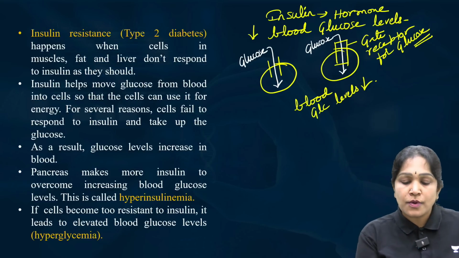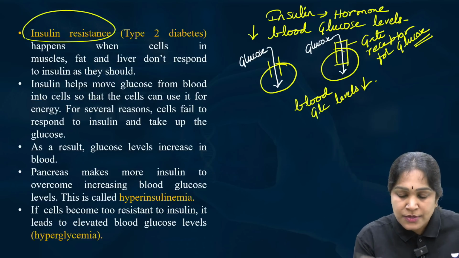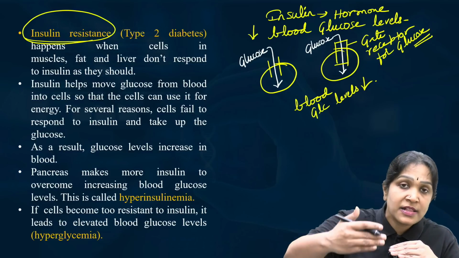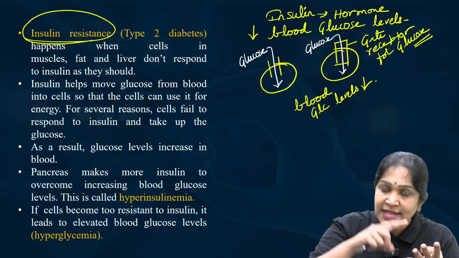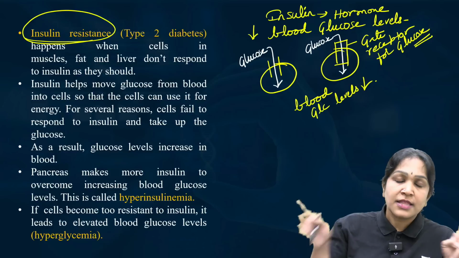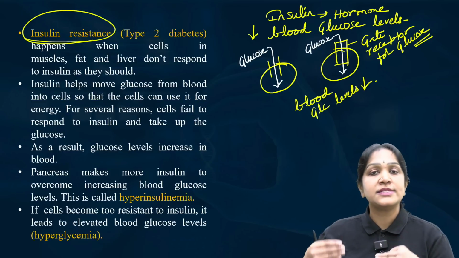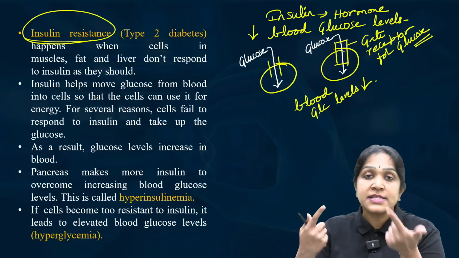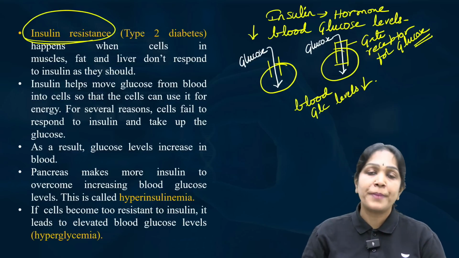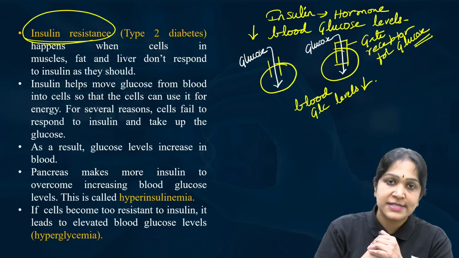Then what is insulin resistance? It means even when you have very high levels of insulin, insulin is present, but the gates are not opening. The glucose is not entering into the cells. The cells became resistant to the insulin. They are not responding to the insulin. They do not open the gate and let the glucose inside.